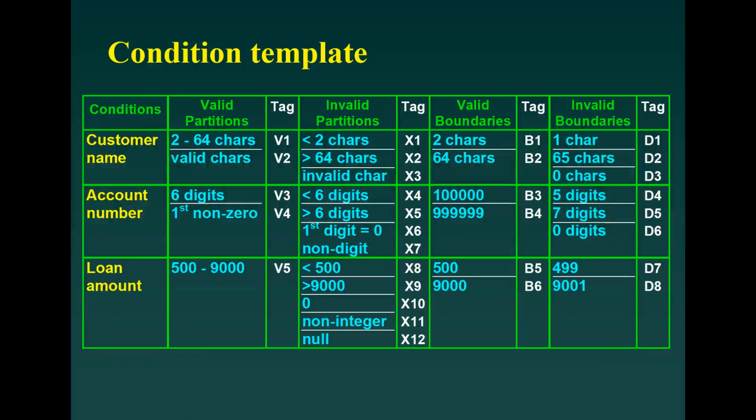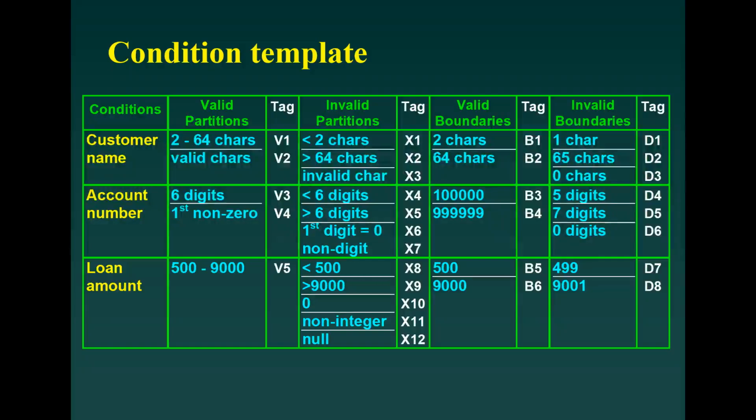So here I have taken some example condition template. This is according to my assumptions that I have prepared the template. Okay. So valid partitions, here you can see for the customer name, we are calling it version 1, version 2, valid 1, valid 2. We can call it versions. We can still have these versions defined here.